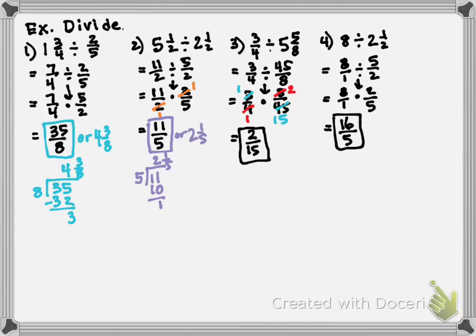However, if you want to write that as a mixed number, you're going to divide 5 into 16, always the denominator into the numerator. That's going to go in 3 times, which is 15 with 1 left over. So we could also have it as a mixed number, 3 and 1/5.